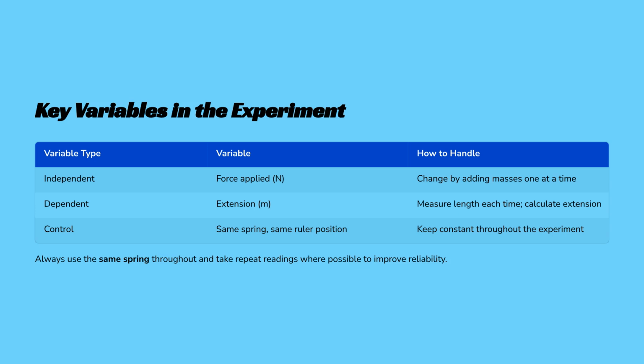When conducting your experiment, pay close attention to your variables. Your independent variable is the force applied, measured by adding masses. The dependent variable is the extension, and you must keep the spring and ruler position constant as your control variables.